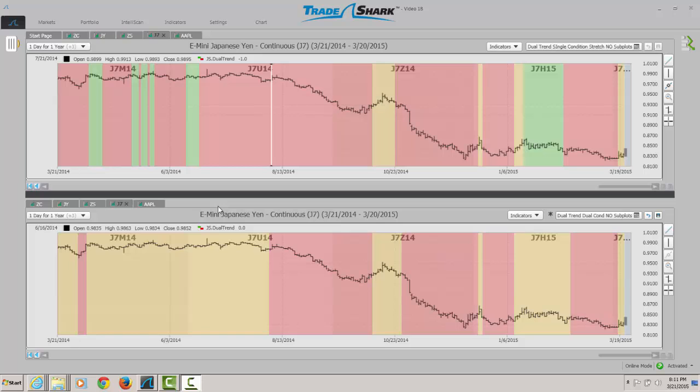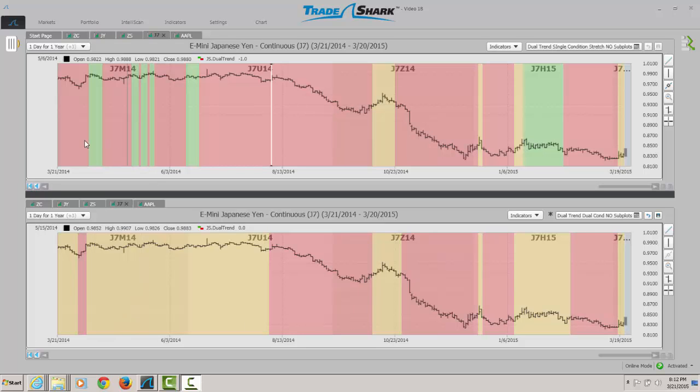Now let's compare the single and dual condition versions of the dual trend for another market, this time the Japanese yen. And as you can see, there's a lot of similarity, of course. The most important thing that they have in common is they both capture the major portion of the bear market in these big periods here. The big differences you can see are primarily in this first half of the chart. Similar to the soybean chart, during this sideways period, the dual trend is pretty much out of the market, with the exception of this one short-lived trade.